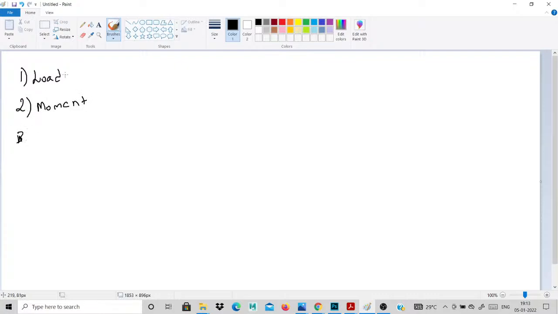First one is the load. The load is transferred from the beam. As already discussed, this is our beam, and half of the portion is transferred to the column load, that is called RA. That is the load transferred to the column. Second one is the moment. That is the main, important one, the moment.